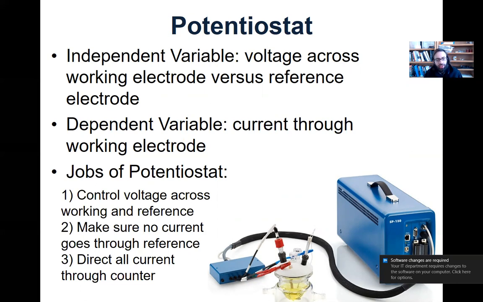But the second job it's going to do is make sure that no current goes through the reference. Remember that we cannot have the reference changing. It has to be stable. So we can't pass any current through it. And it's going to direct all that current, depending upon what the working electrode is doing, to compensate for charge buildup on the working electrode through the counter electrode.